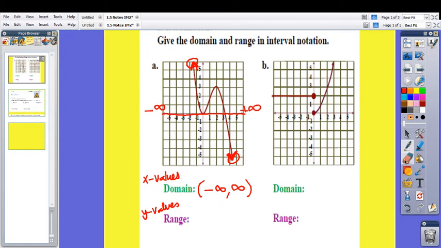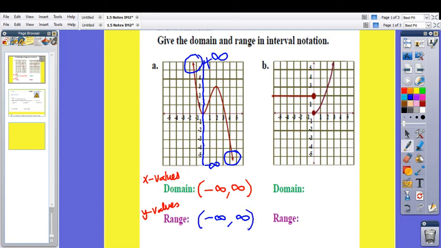Okay. Now let's look at the y values. Then again, the function, its y values are on this axis. Now again, you notice the arrows. So it's going towards negative infinity on this side, positive infinity on that side. So again, its range will be negative to positive infinity with parentheses. Okay. Now let's do this one.